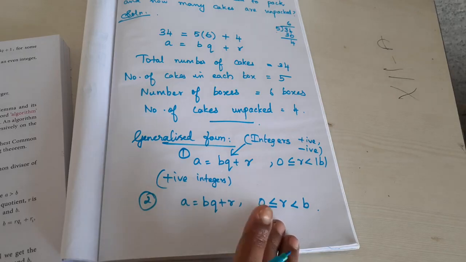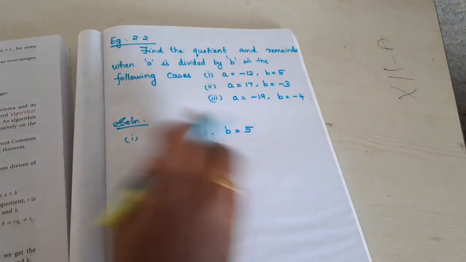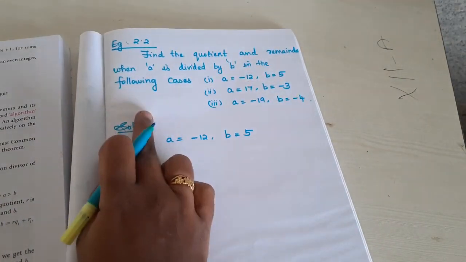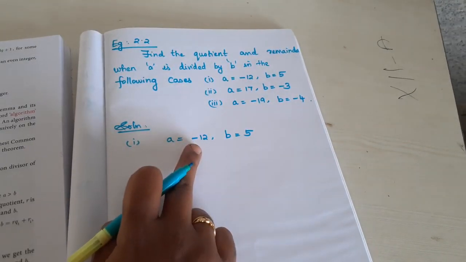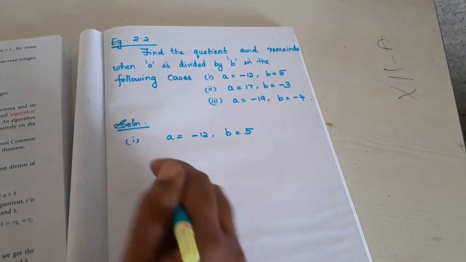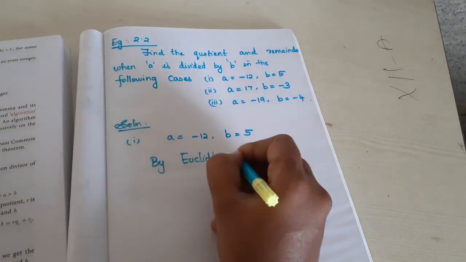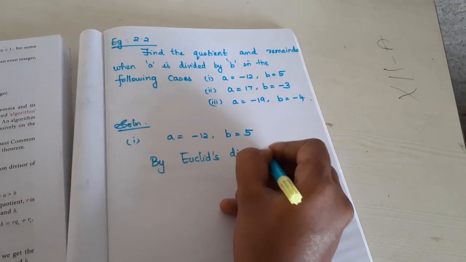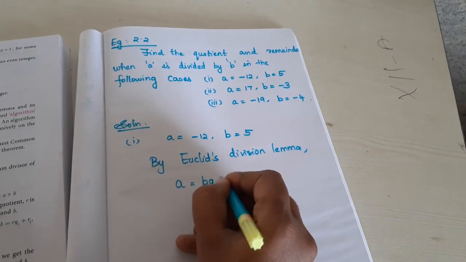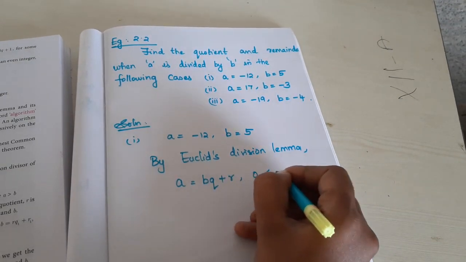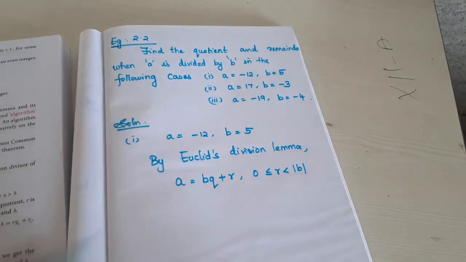Example 2.2, only the first part, subdivision only. Listen, dear students. Example 2.2: find the quotient and remainder when a is divided by b in the following cases. Here there is a negative number, so you need to use the generalized form of Euclid's division lemma. By Euclid's division lemma, the formula is a is equal to bq plus r, where 0 is less than or equal to r less than mod b, because here a negative number comes, so we are using this formula.